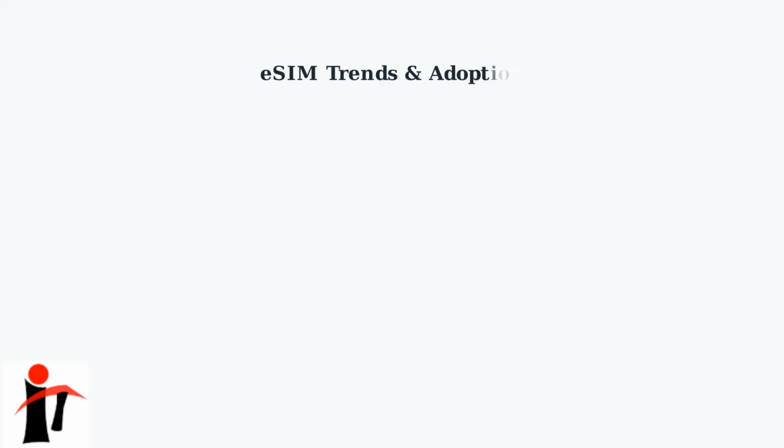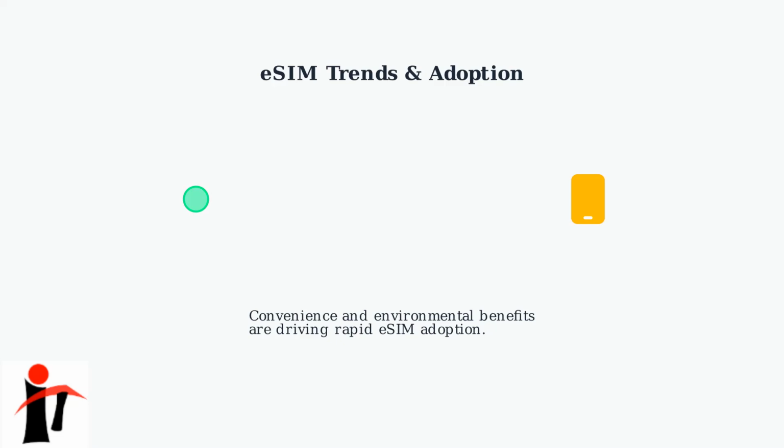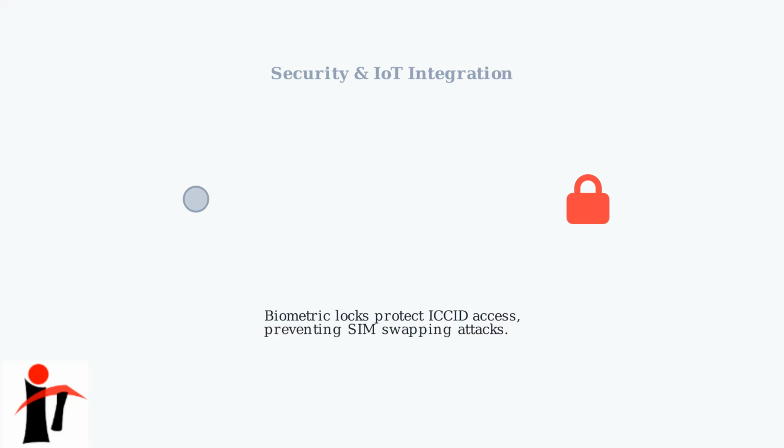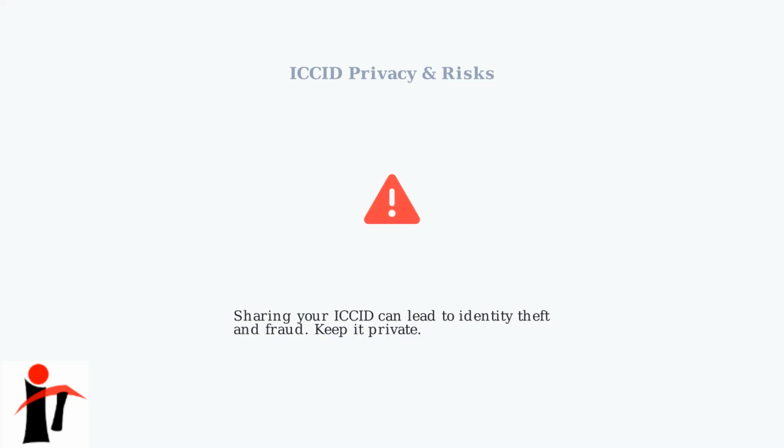The move towards eSIMs is growing rapidly, driven by convenience and environmental concerns. By 2025, eSIM adoption has seen substantial growth. Key trends include integration with IoT devices like smartwatches and increased security measures such as biometric locks for ICCID access to prevent SIM swapping. Experts emphasize the importance of ICCID privacy to avoid identity theft.